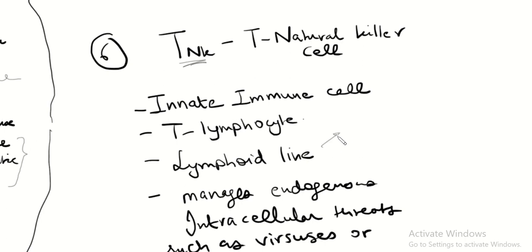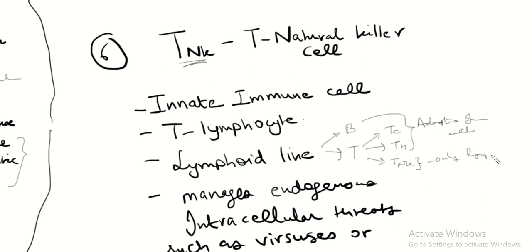So remember, lymphoid line gives you B cells and T cells, and then T cells give you T cytotoxic cells, T helper cells, T natural killer cells. B cells, TC, cytotoxic cells, and helper cells are all adaptive immunity cells. This is the only lymphoid line cell that is innate. That's something interesting about it.